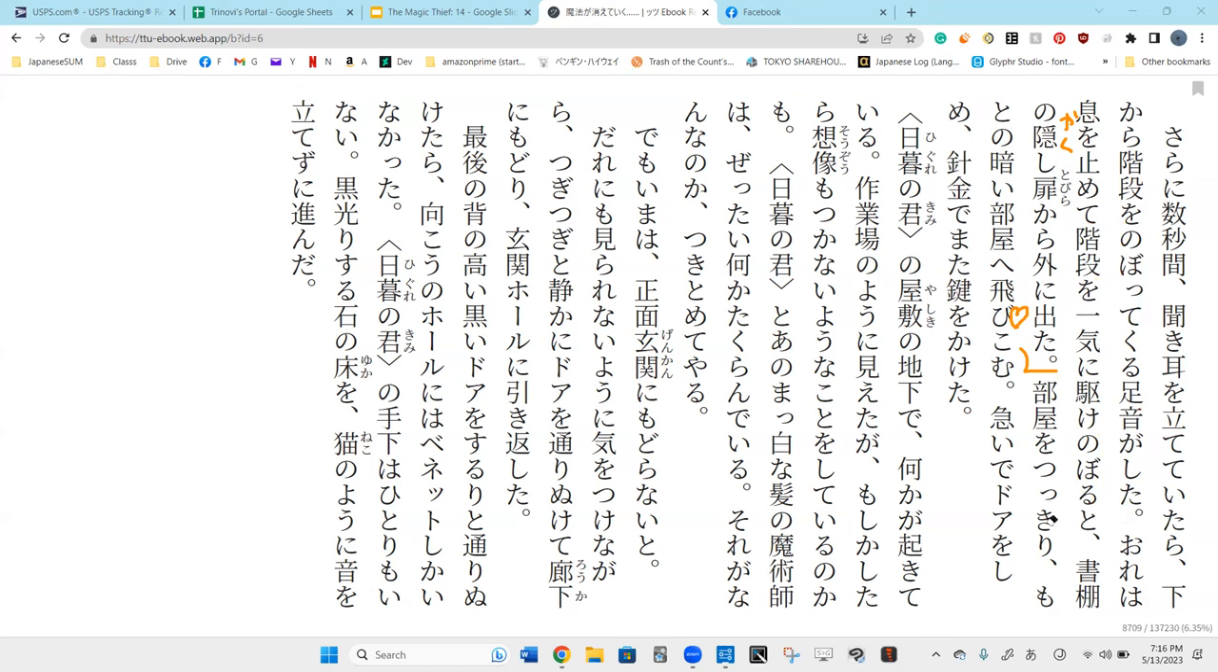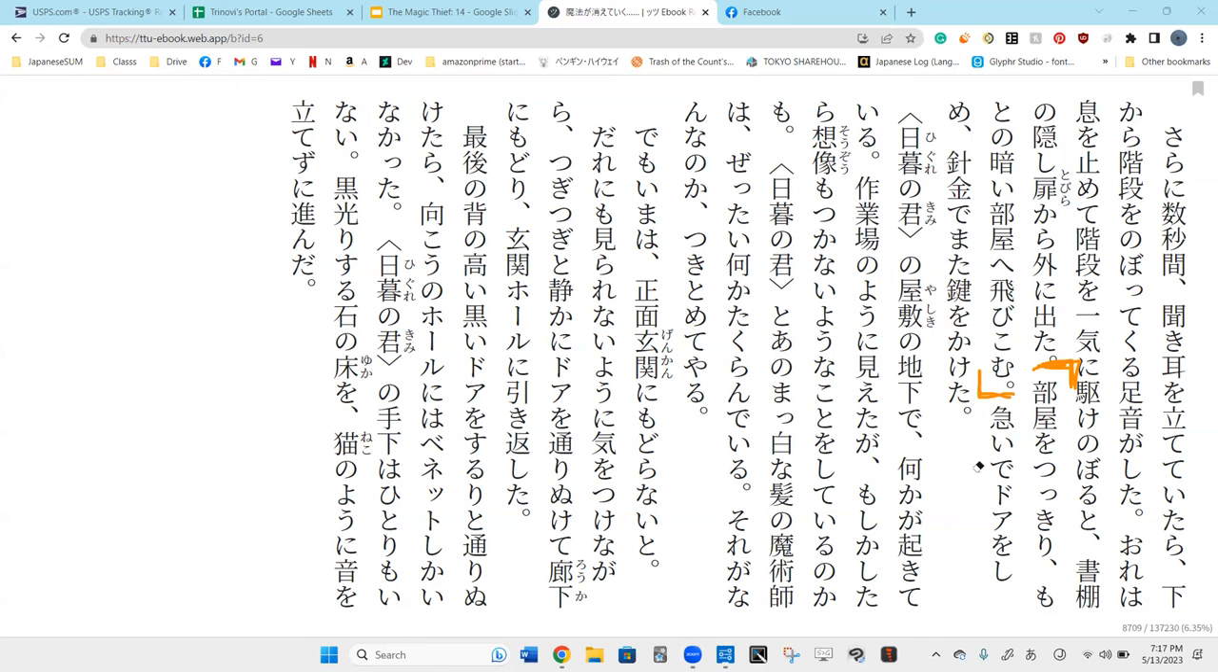Shodana no kakushi tobira kara soto ni deta. I emerged. I went outside through the hidden door of the bookshelf. Perfect. And by outside, is he outside, or is he in the house? He's outside of the hidden door, so he's in the room where he first came in. So he went back up. He ran back up real quick, because he heard a footstep.